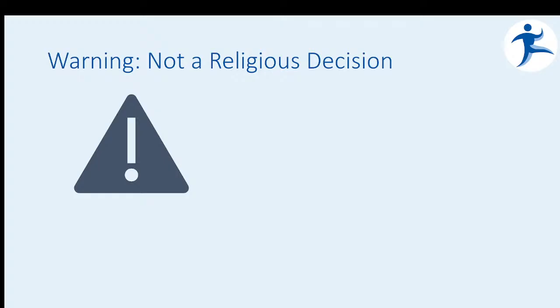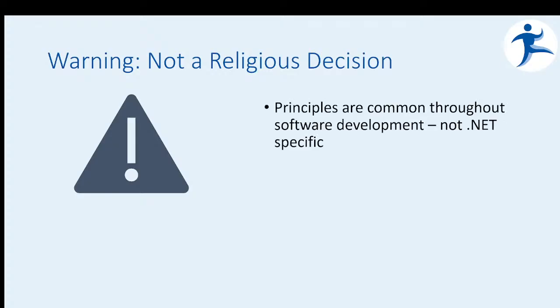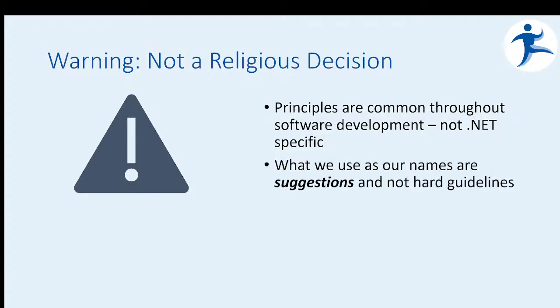Something else to keep in mind is that choosing an architecture should not be a religious decision. Clean architecture does happen to have a lot of fanboys and people who say, this has got to be because this is the way it's written in the book. I'm here to tell you this doesn't have to be a religious topic. The principles that are taught with clean architecture are common throughout software development. These are not .NET specific. And what we're going to use for our names are suggestions. They're not hard and fast guidelines. The way the architecture is structured, that's where the guidelines will get you in the right direction.